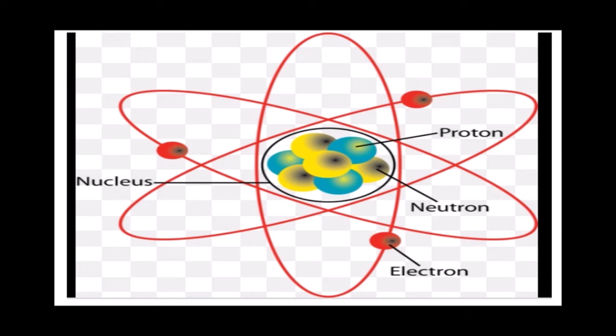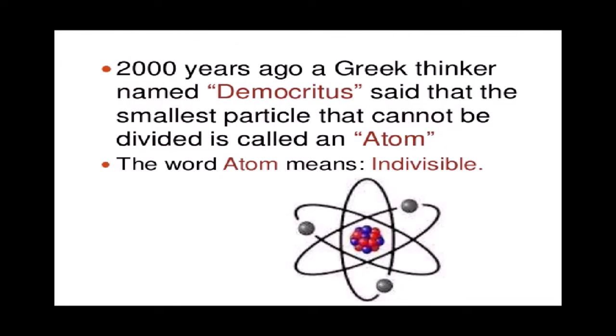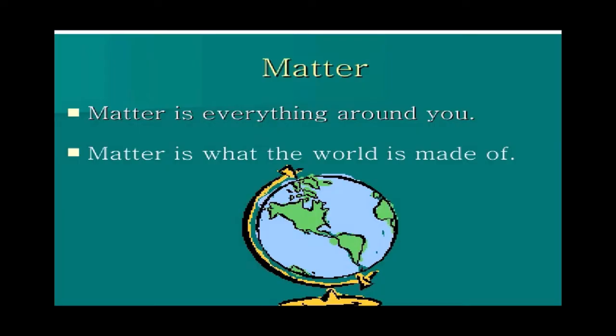Look at the picture of the atom, which is indivisible, meaning cannot be further divided. 2000 years ago, Democritus said that the smallest particle that cannot be divided is an atom. That means the word atom means indivisible. Matter is everything that is around us. Matter is what the world is made of.